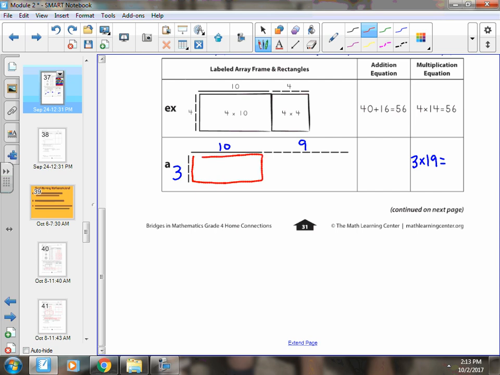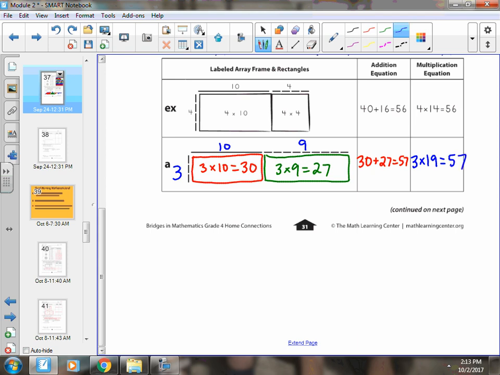3 times 10 is 30. If the left side is 3, the left side is still going to be 3 right here. And 3 times 9 is 27. And the whole answer for the whole shebang, 3 times 19, is going to be all of those sections added together. So 30 plus 27 is 57. And that means that 3 times 19, the whole thing is also going to be 57.